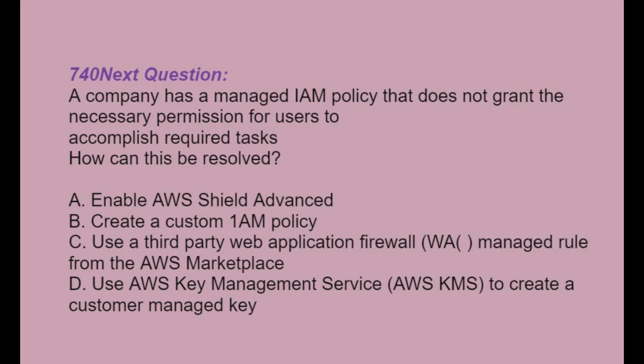Question is, a company has a managed IAM policy that does not grant the necessary permissions for users to accomplish required tasks. How can this be resolved? Option A. Enable AWS Shield Advanced. Option B. Create a custom IAM policy. Option C. Use a third-party web application firewall managed rule from the AWS Marketplace. Option D. Use AWS Key Management Service, AWS KMS, to create a customer managed key. Correct answer is option B.